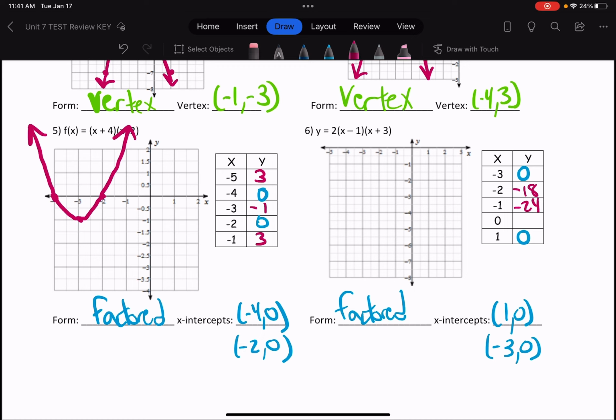I've got 2, open parentheses, x minus 1, close parentheses, open parentheses, x plus 3, close parentheses again. So let me go back and change some of these values. I was like, man, that's pretty big. So -3, 0, -2, -6, that's a lot more reasonable. -1, -8, and 0, -6. And we're back to 1, 0. So -3, 0, -2, -6, -1, -8, 0, -6, and 1, 0. Notice that our x-intercepts do occur at 1 and -3. And this is a symmetric parabola.